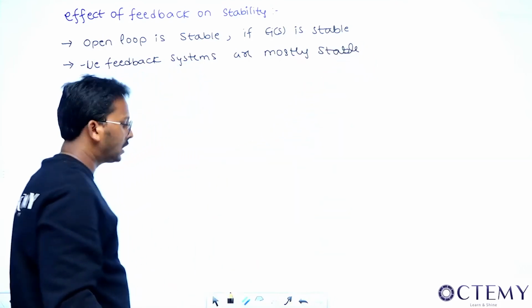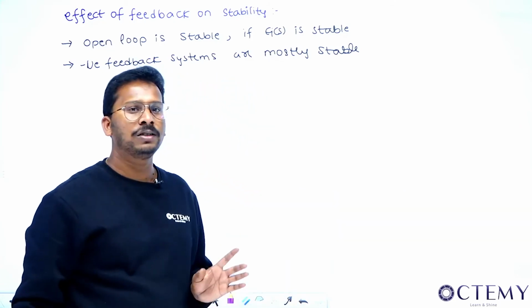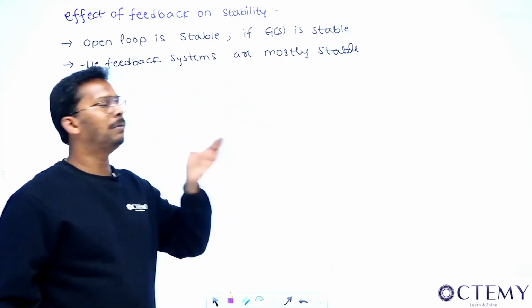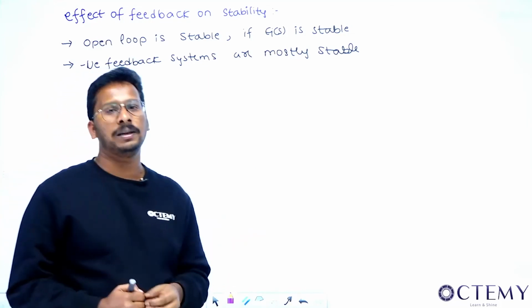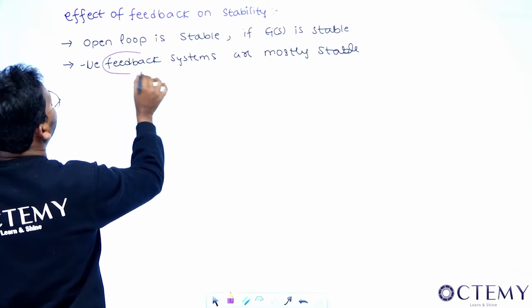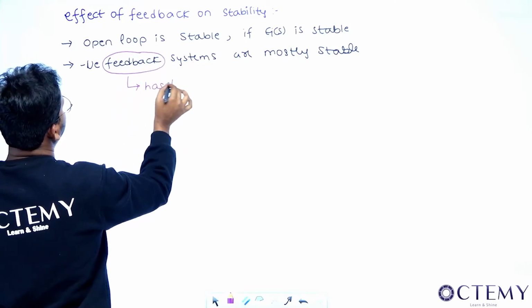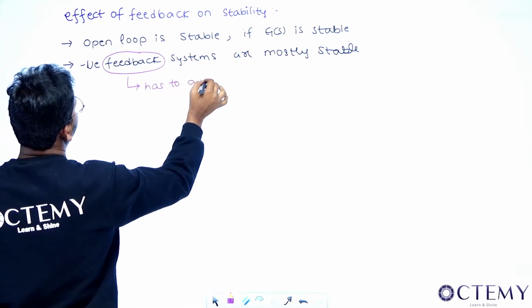What is the meaning of mostly stable? Whatever negative or positive feedback you are giving can make a stable system go to unstable states, right? So feedback has to be given properly. Feedback has to be given carefully.